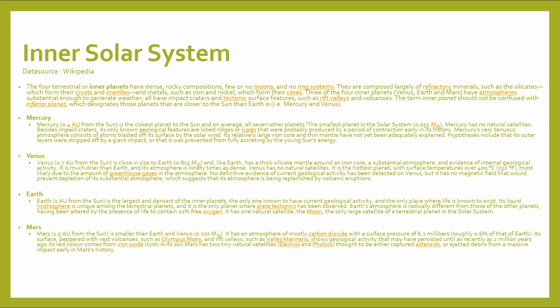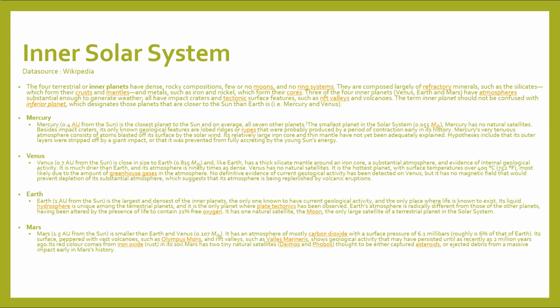Earth, 1 AU from the Sun, is the largest and densest of the inner planets, the only one known to have current geological activity, and the only place where life is known to exist. Its liquid hydrosphere is unique among the terrestrial planets, and it is the only planet where plate tectonics have been observed. Earth's atmosphere is radically different from those of the other planets, having been altered by the presence of life to contain 21% free oxygen. It has one natural satellite, the Moon, the only large satellite of a terrestrial planet in the solar system.